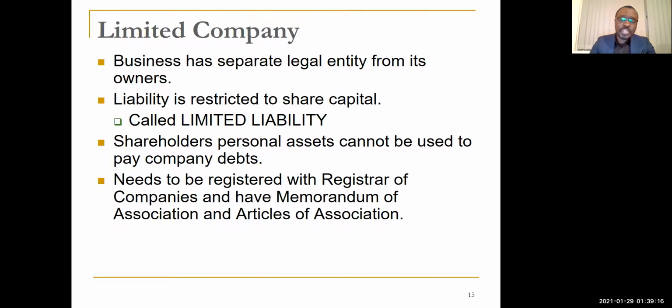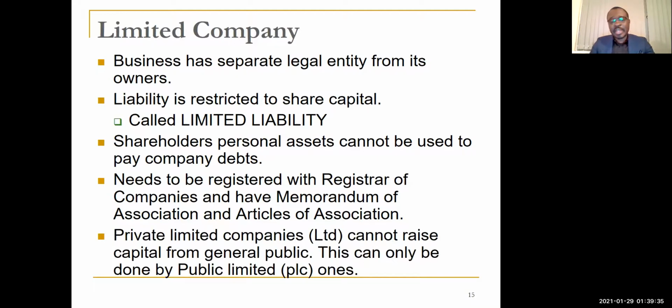And of course, we need to register with the Registrar of Companies, and have a memorandum of association and an article of association that will guide the organization. And of course, most companies must operate within the company's code, because the company's code guides proper behavior and ensures that adequate corporate governance practices are adhered to.